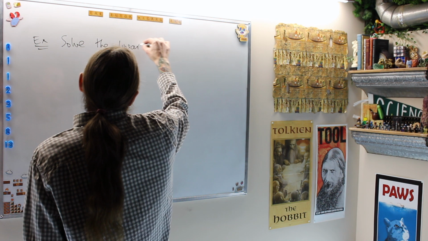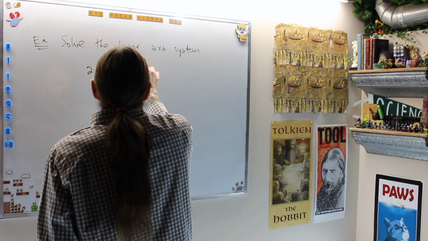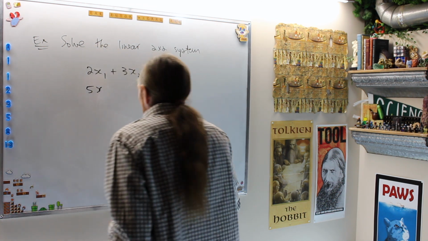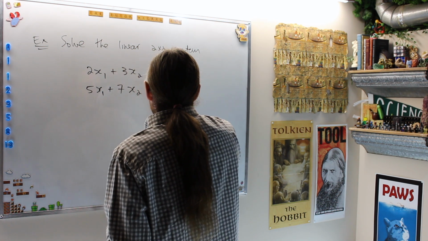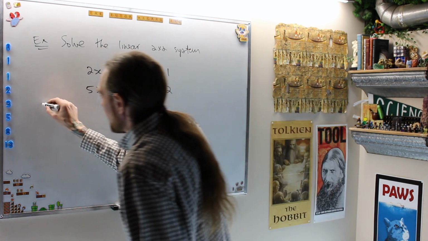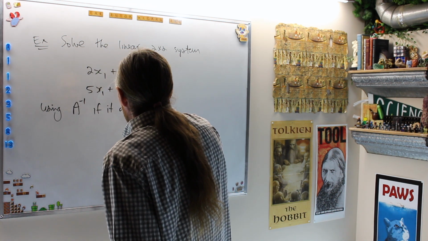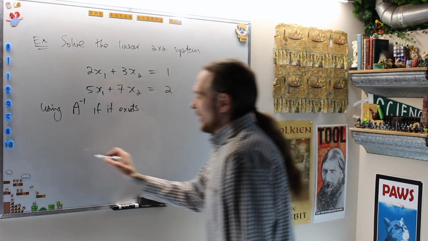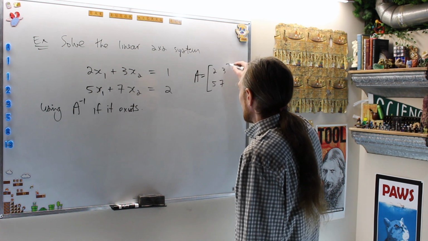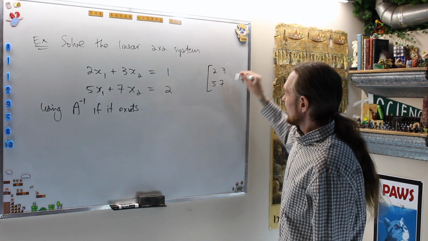Solve the linear 2x2 system: 2x1 plus 3x2 equals 1 and 5x1 plus 7x2 equals 2. And then on the exam, I'll force you to use A inverse if it exists. What are they saying? They're saying I have A is 2, 3, 5, 7, the coefficient matrix of this system. The augmented matrix is actually equal to 1, 2.